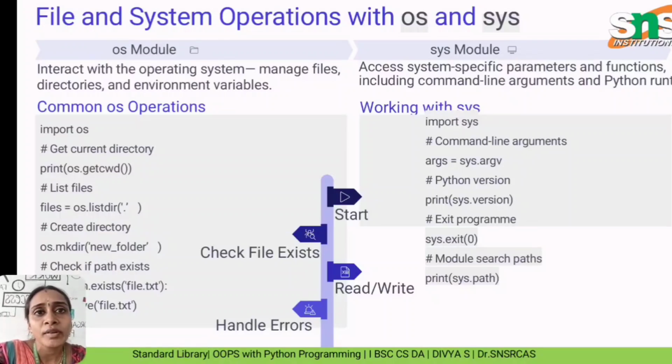For common os operations, when we are working with the system, we import os. With sys, we import sys and get the current directory. When I work with command line arguments, they are normally used through sys.argv, which is imported here. So this is the start and check of your program.